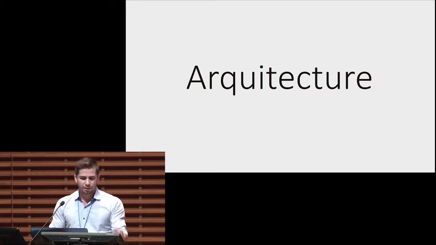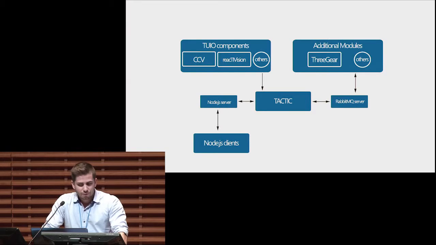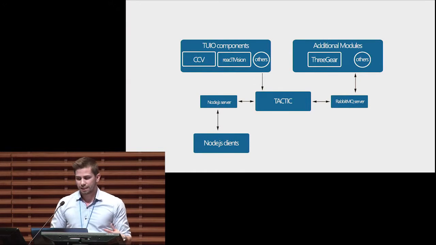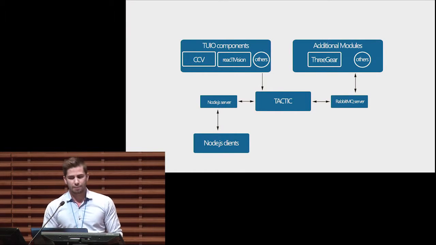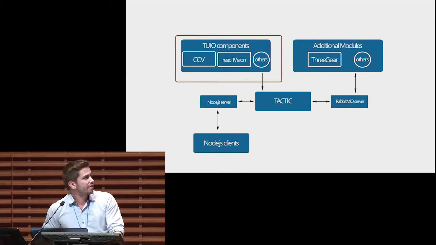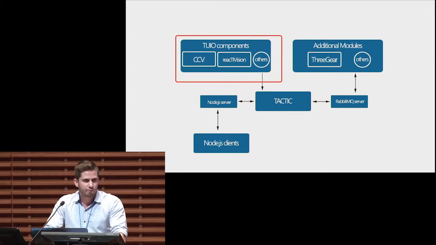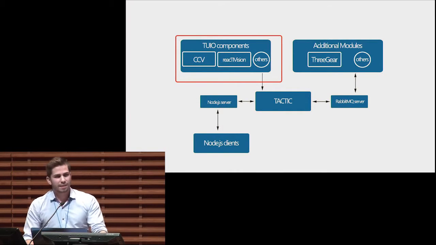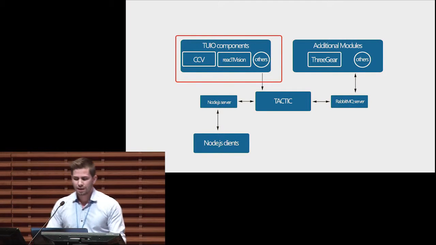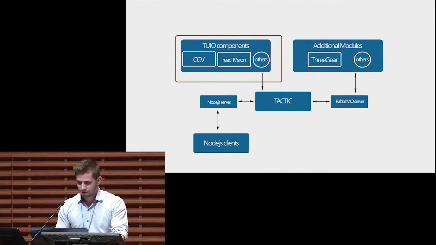So I'm just going to delve a little bit into the architecture. One of TACTIC's main assets is, like I said, leveraging the communication between client applications and various sources of input. So touch and tangible information are handled through Community Core Vision and Reactive Vision, respectively. And the API already has a TUIO plugin to receive this information directly. So there's no need for any additional bridges.